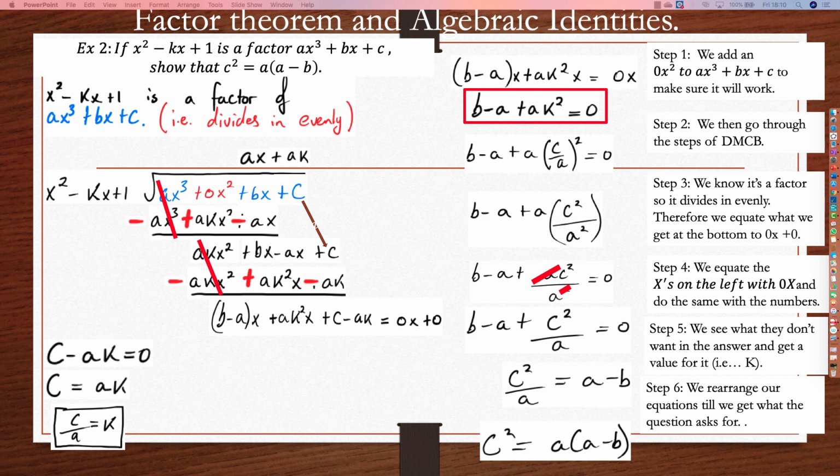Anyone else know what's important? What's missing? Yeah. Don't forget that 0x squared. It goes straight from x cubed to x. The 0x squared is very, very important, don't forget.